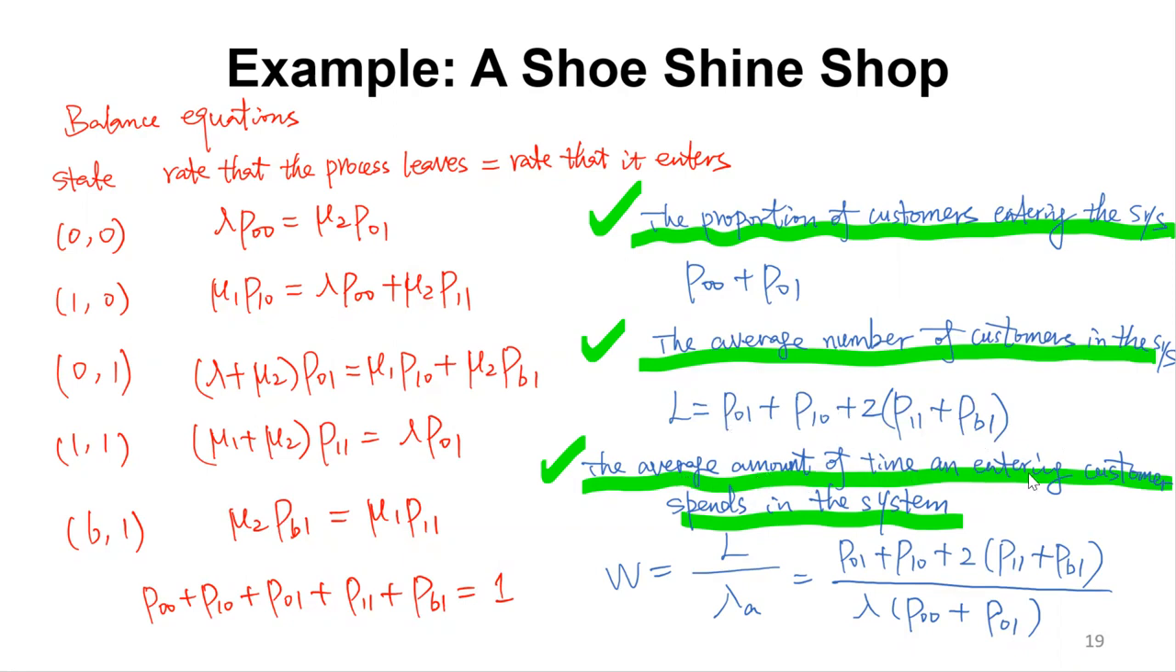Now, the average amount of time an entering customer spends. First we need the arrival rate of entering customers. This is the total arrival rate times the proportion that enter, which gives lambda A. L is the average number of customers in the system, so L over lambda A is the average amount of time an entering customer spends in the system. So this is how we solve the balance equations and answer the 3 questions for the shoe shine shop.